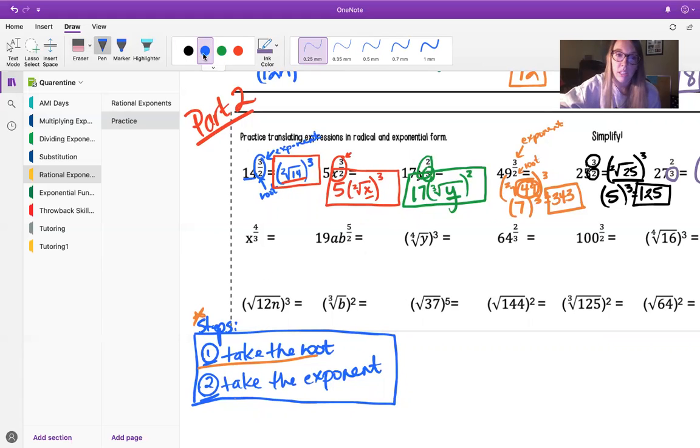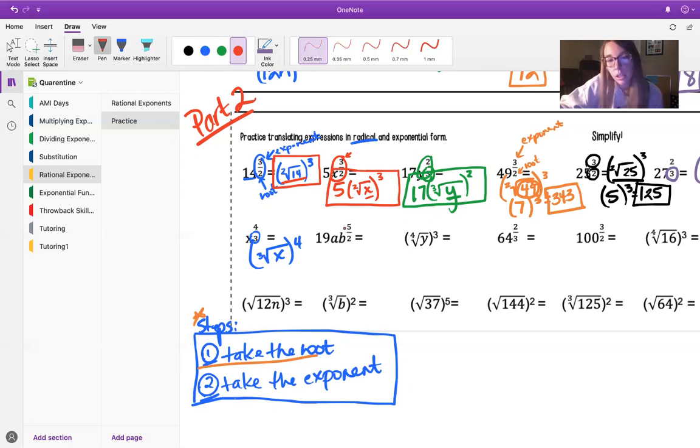Next one, we have x to the 4/3. Obviously, we're not going to be able to simplify this one because it's an x, but we can still write it in radical form. All right, and remember, radical form just means that it's in a root. So x to the 4/3, our denominator is our root, so it's going to be the cubed root of x, and then we're taking that to the 4th power. Can't simplify it anymore because we don't know what x is.